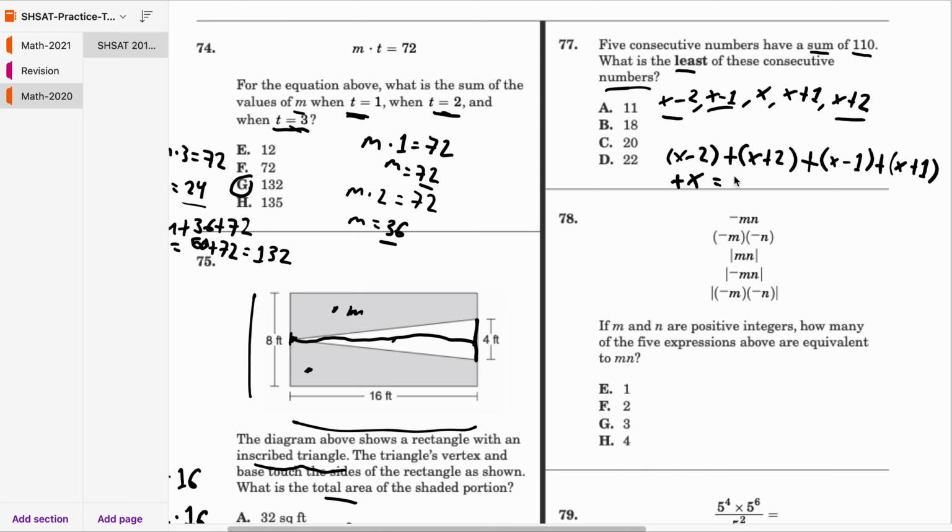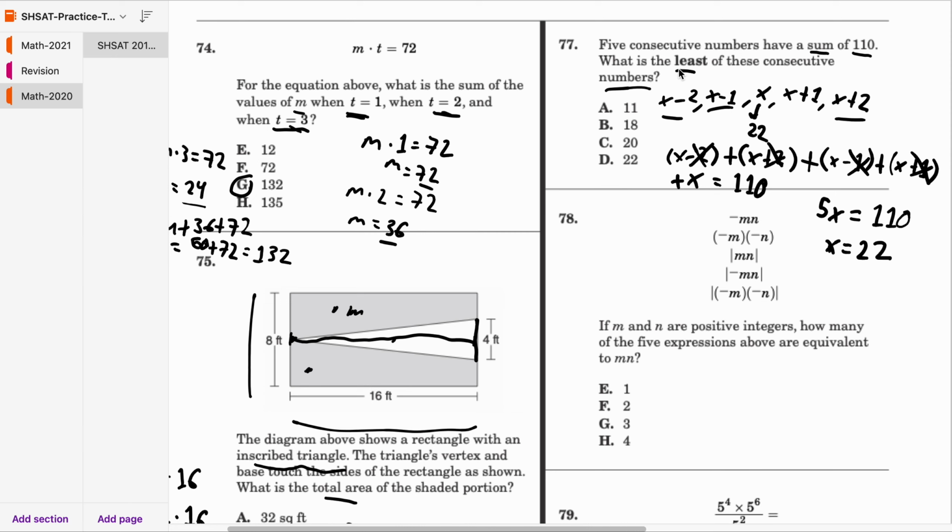So the sum of all of these is 110, and we can see in each case that the minus cancels out with the plus, right? So they're paired very nicely like that. So this is basically just 5x. So 5x is equal to 110. And that would just be x is 22, right? So that's the middle number.